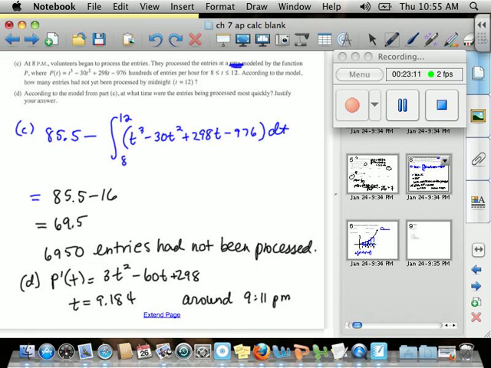I did the minimum and I did left and right. And then we just did 0. Oh, yeah, you just need to find where the derivative is equal to 0. Okay, how did I get 9:11 p.m.? I took 0.184 and I said, well, what part of the hour is that? So I multiplied by 60.